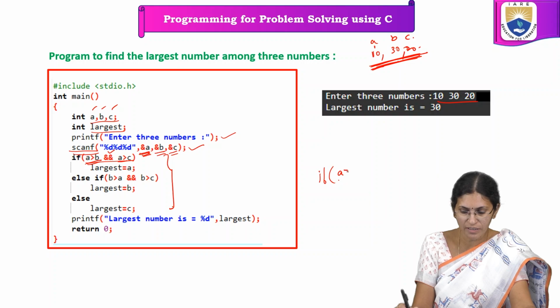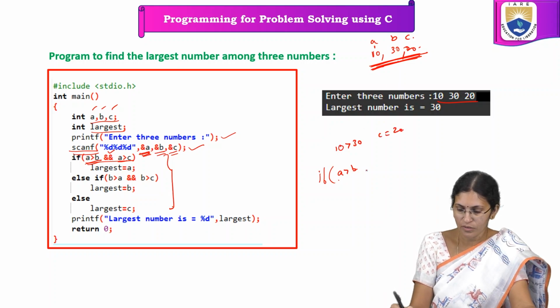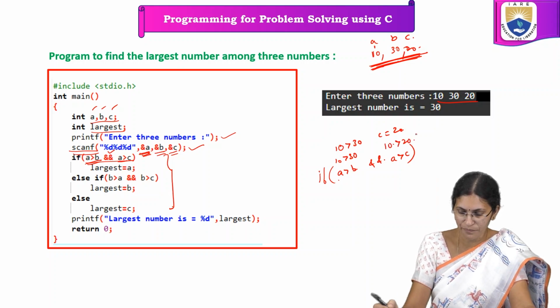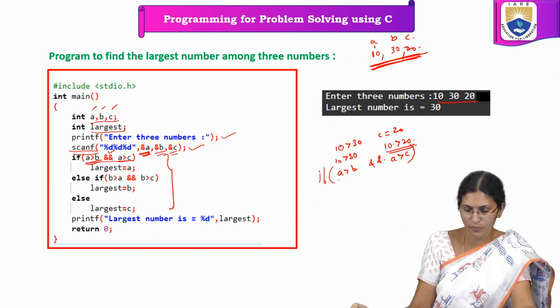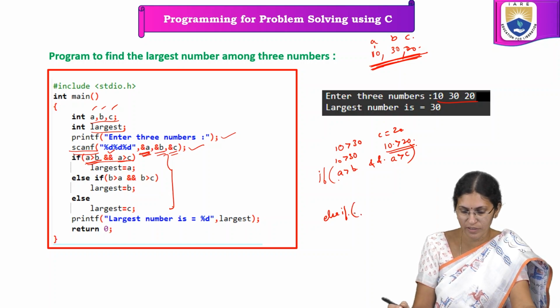So, if A is greater than B, that means if 10 is greater than 30, here A is 10, B is 30 and C is 20. If 10 is greater than 30 and A is greater than C, that means 10 is greater than 20. So this condition is false, and it will go to the else part, to check the else if condition.